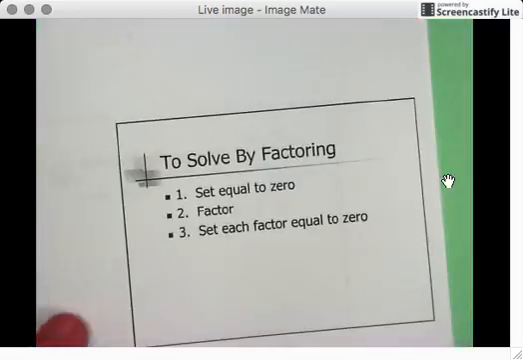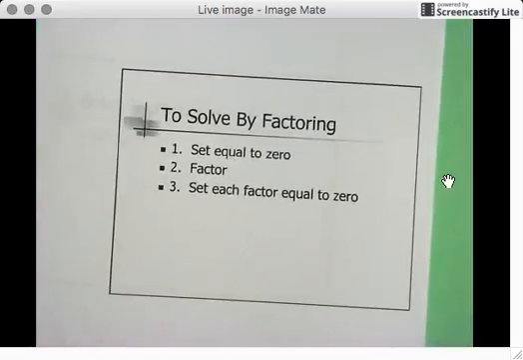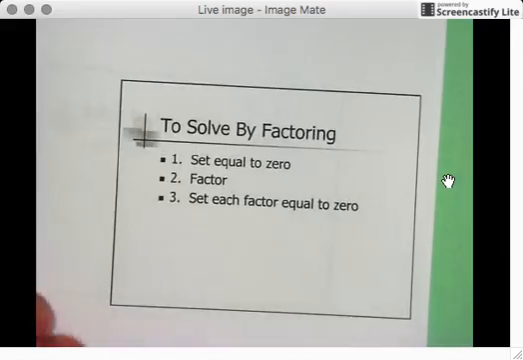All right, so in order to solve by factoring, there's 3 steps. You need to set your equation equal to 0. Second, you're going to factor it. And then lastly, you set each individual factor equal to 0. Again, if I'm going fast, feel free to pause this and write it down.